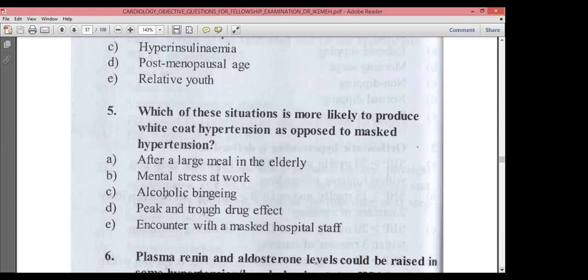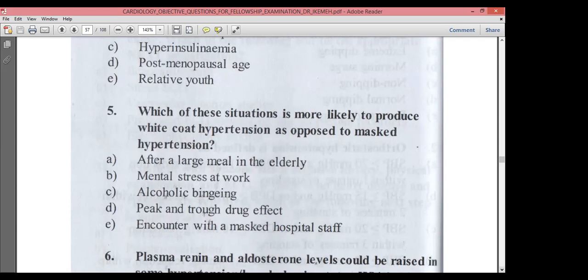Of course, we know that white coat is when blood pressure appears to be within normal, except when the patient visits the health facility. So what will happen if the person sees a masked individual? That's why it's called white coat. A masked hospital staff will actually trigger white coat hypertension. So the answer is E. This one is actually straightforward.